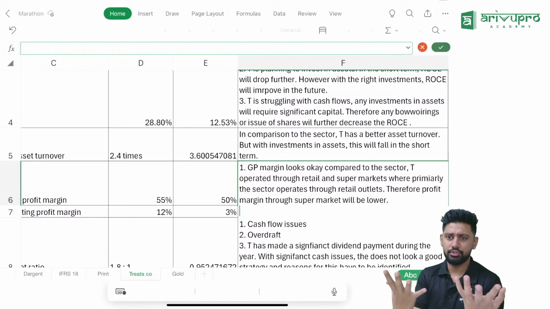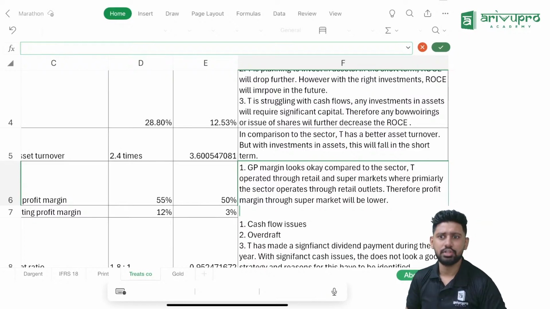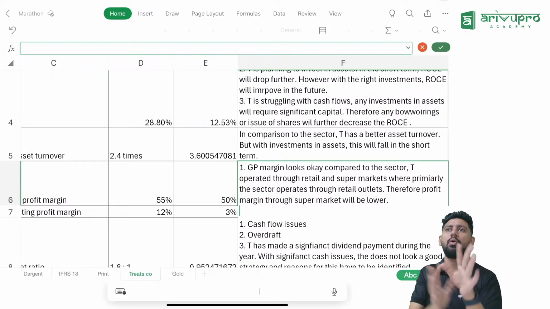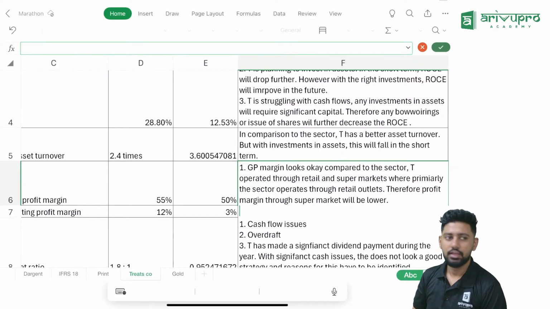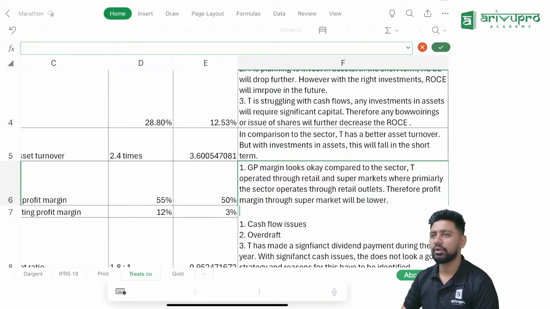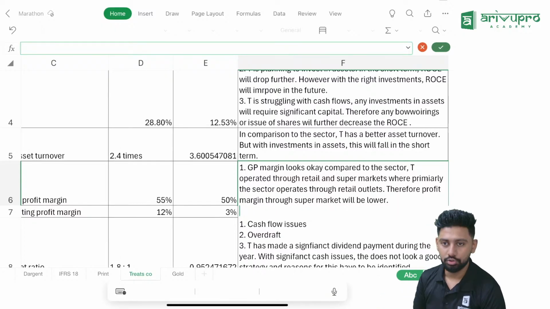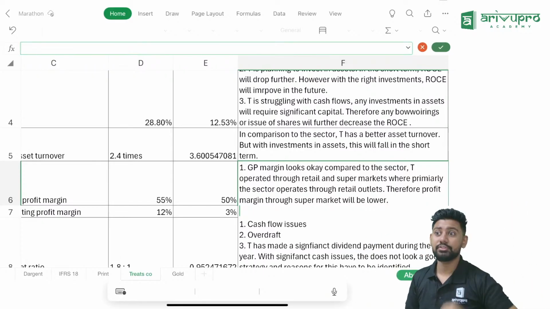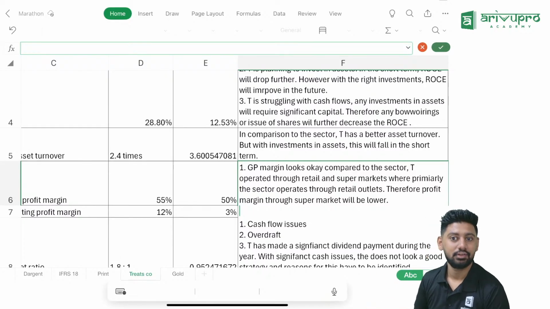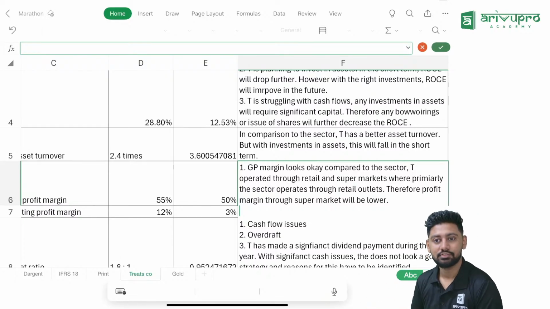50% is good GP margin. 50% as a whole is a good GP margin. Why do you think they are getting it? Now, forget about the sector. Let's say there is a competitor getting only 30%, 35%. We are getting 50%, it's good. Let's say there's no competitor. As a percentage, GP margin of 50% is good, right? You're making an immediate 50%. If we follow the retail market only, then comparing, it's correct.